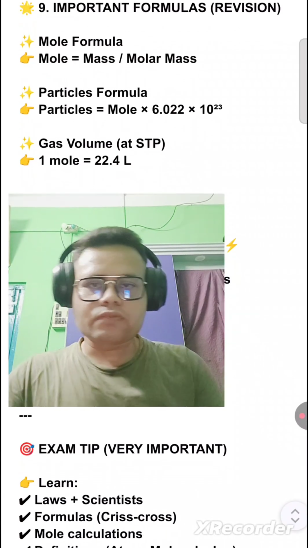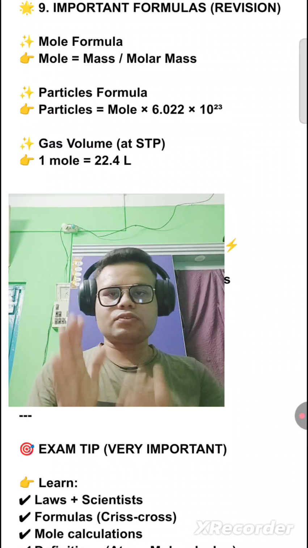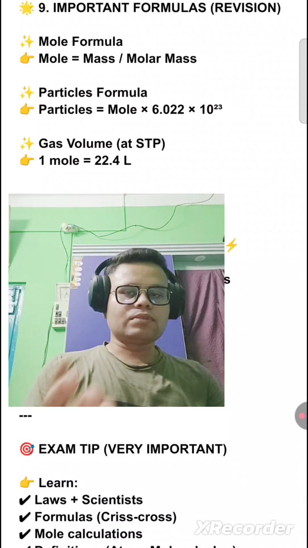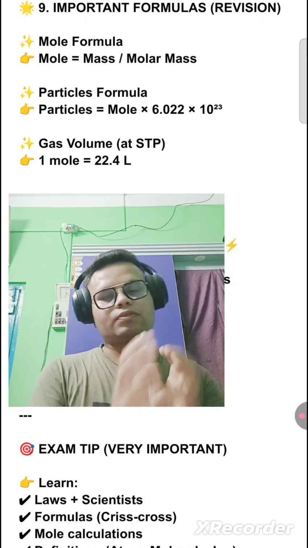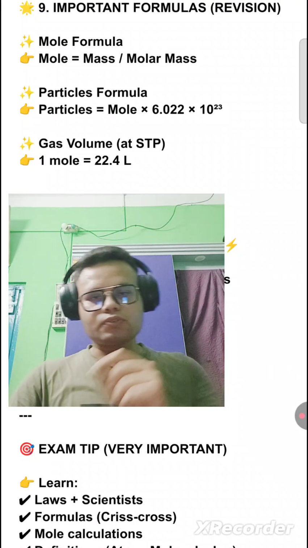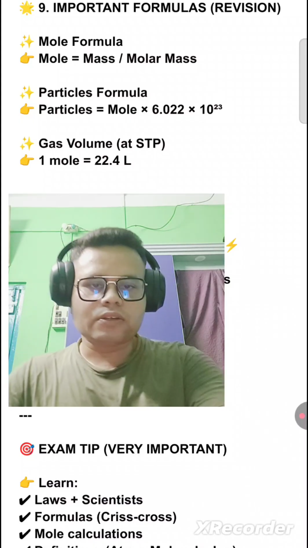Next, the important formulas for revision. The mole formula: mole equals mass divided by molar mass. The particles formula: particles equals mole times 6.022 times 10 to the power 23. And the gas volume at STP: 1 mole equals 22.4 liters. That comes under gas volume.